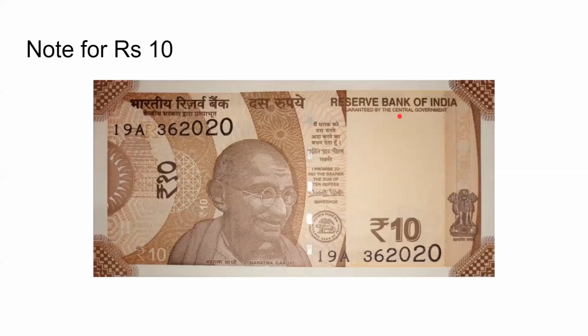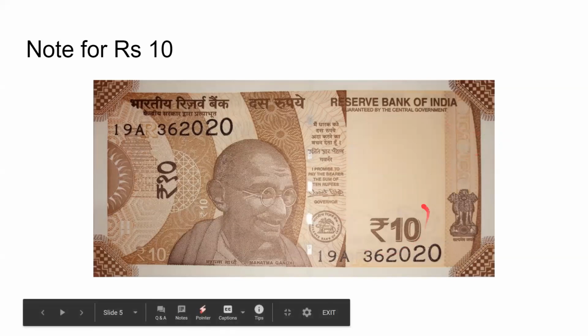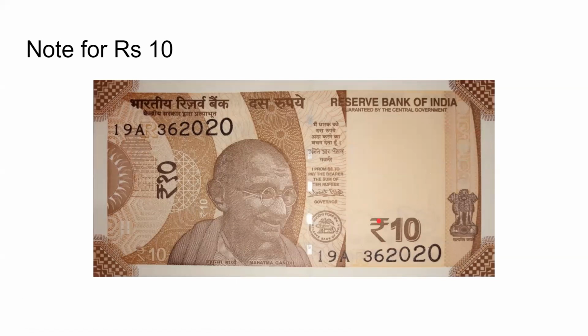Now we have a new note. Now what is a note made of? A note is made of paper and it is bigger than a coin. Coin se bada hota hai. For a 10 rupee note, it has 10 written on it. Iske upar 10 likha hai.